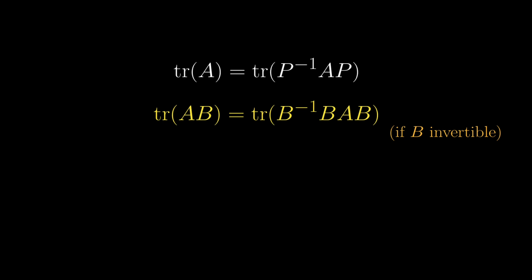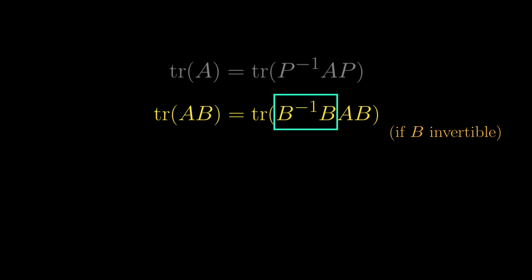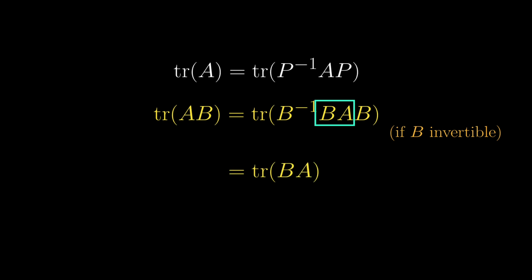Using this relation, we are able to derive another famous property of trace, which starts from rewriting trace of AB. If B is invertible, then we can simply add in B inverse B, and the expression stays the same. However, written like this, we can use the property we just derived, and then we can obtain that it is the trace of BA.